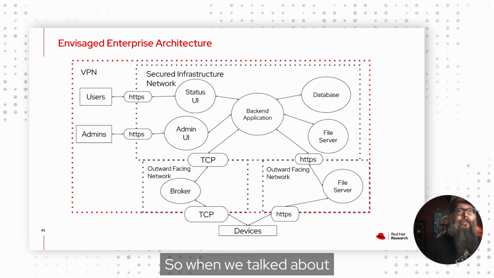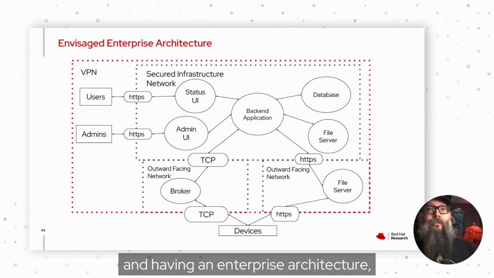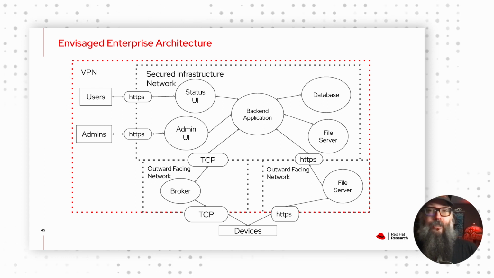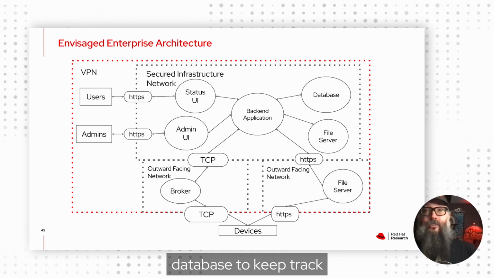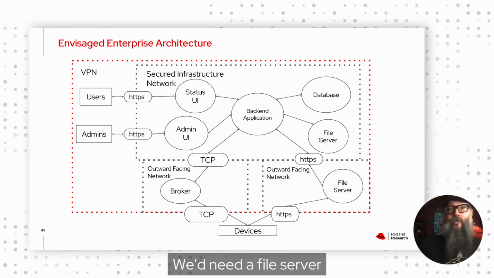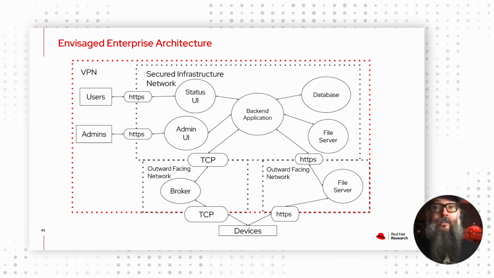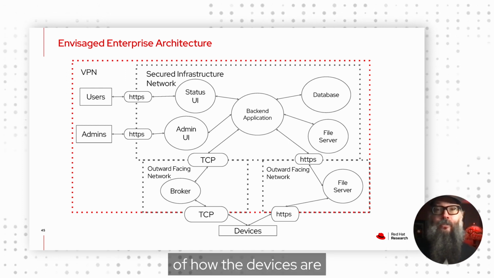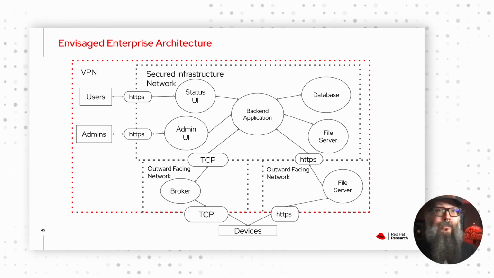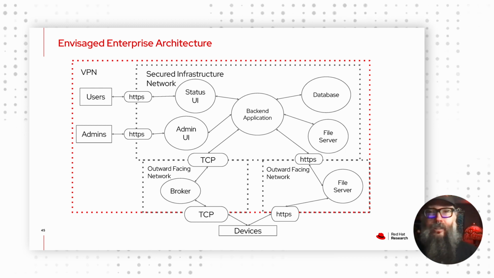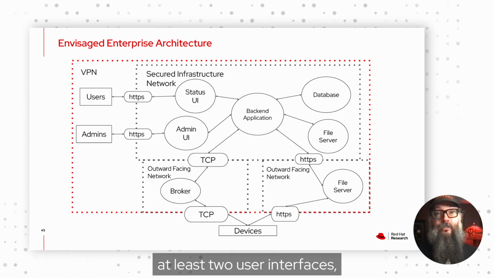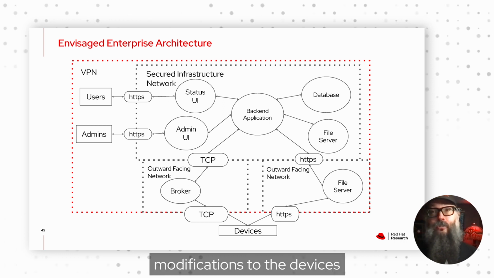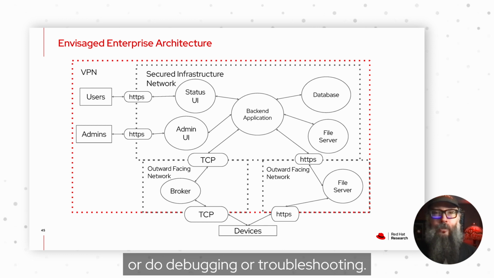So when we talked about having a secure infrastructure and an enterprise architecture, we envisaged that we would have a secured network with a database to keep track of information about our devices. We'd need a secured file server to keep, shall we say, glacial files, things we want to keep as long-term records of how the devices are interacting and behaving. This could be log files, or it could be updates. And then we expect to have at least two user interfaces, one for status that users could access, and the other for admins to make modifications to the devices or do debugging or troubleshooting.